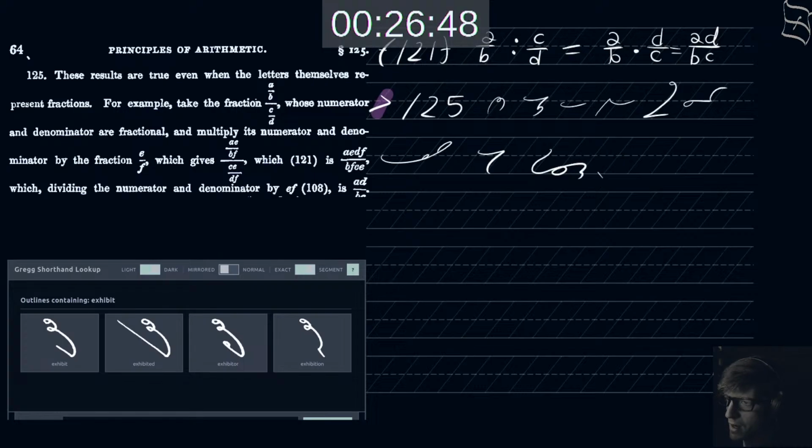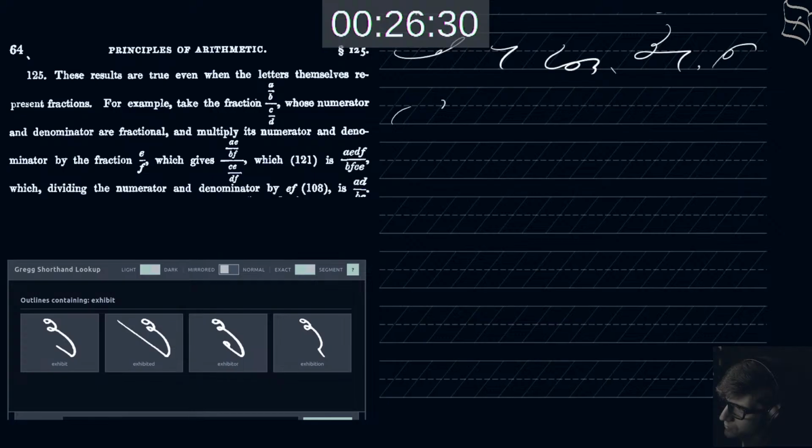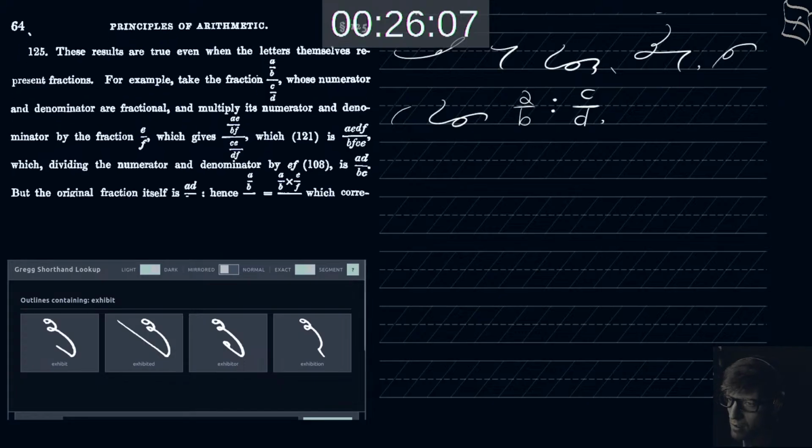For example, take the fraction AB over CD. I'm going to make it linear by going AB, use the colon operator again. They're called the ratio. Whose numerator and denominator are fractional.